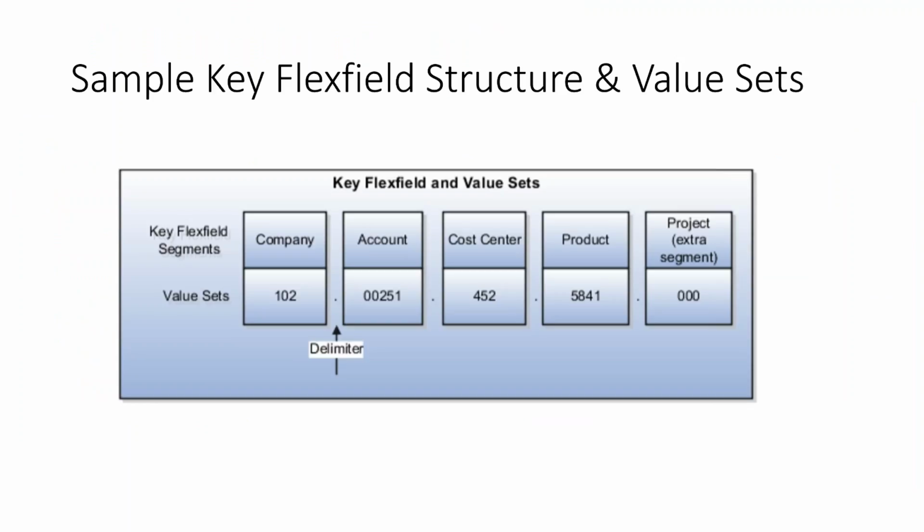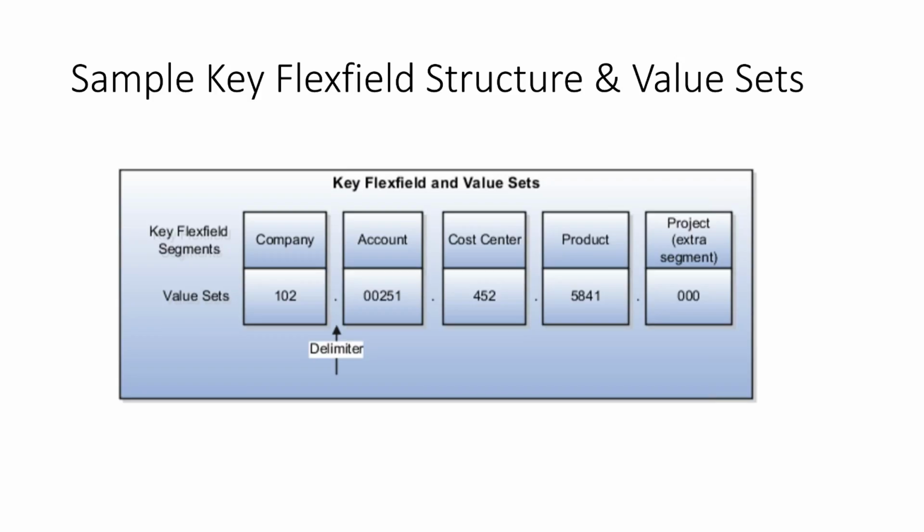Now, here I have given a sample key flexfield structure and value set which we just saw. In this particular example, the naming convention is a bit different. The cost allocation key flexfield consists of 5 segments: company, account, cost center, product, and there could be a project segment. For each segment there are value sets, like they have selected a value like 102 for the company, 00251 for the accounts, like that.